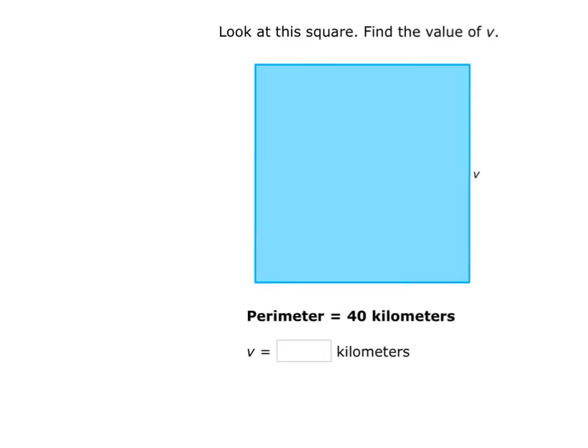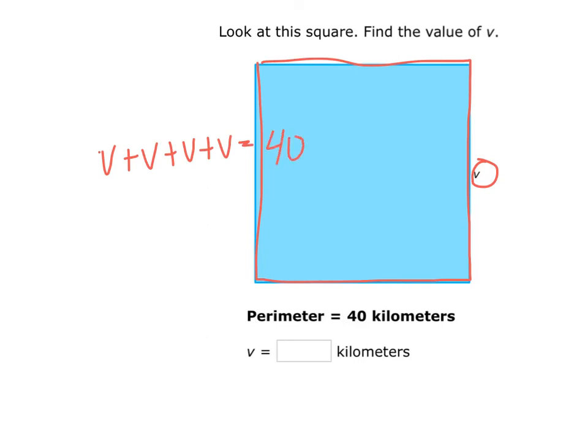Okay, so here's another example. Now, in a square, all four sides are the same measurement, right? So technically, this is V 4 times. So V plus V plus V plus V, and all of that equals 40. Well, if there's 4 V's, then if I divide 40 by 4, that'll tell me what 1 V equals, which is 10. So in this case, this would be 10 kilometers.